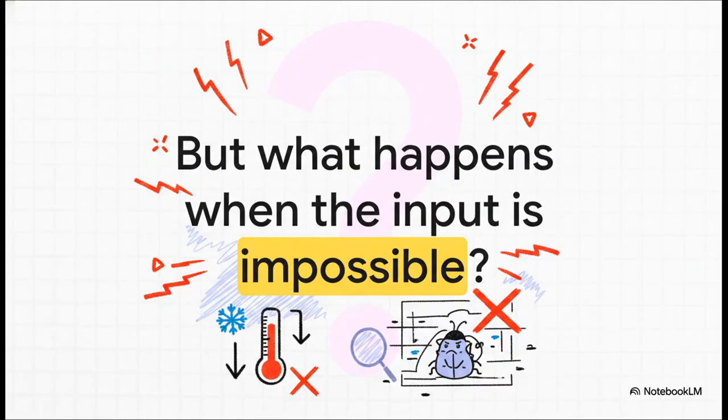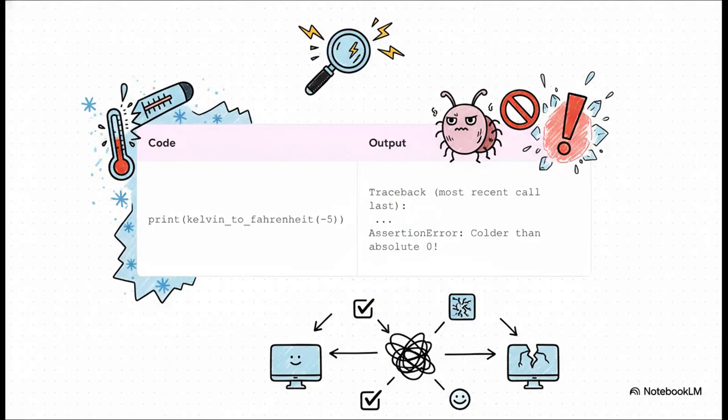But what if some other part of our program has a bug? What if it accidentally calculates a negative temperature and passes that impossible value into our function? What happens when our sanity check actually fails? This is what happens. Boom, the program crashes instantly with an assertion error, and look at that fantastic, clear message, colder than absolute 0. It stops everything right at the source of the problem, before that bad data can spread and cause more chaos. This is so much better than letting your program continue running with bad data, only to have it crash for some mysterious reason 5 minutes later.